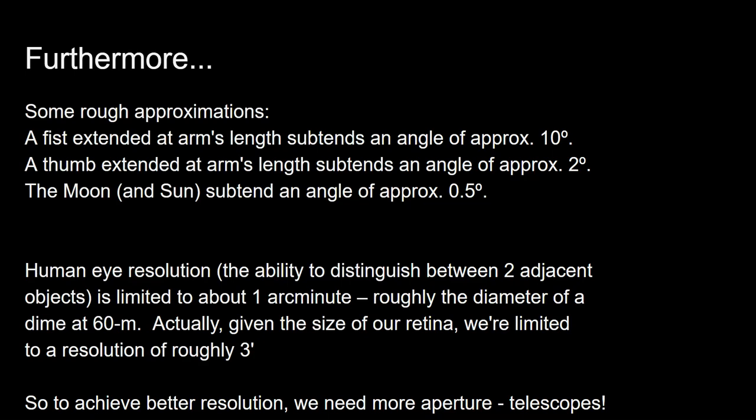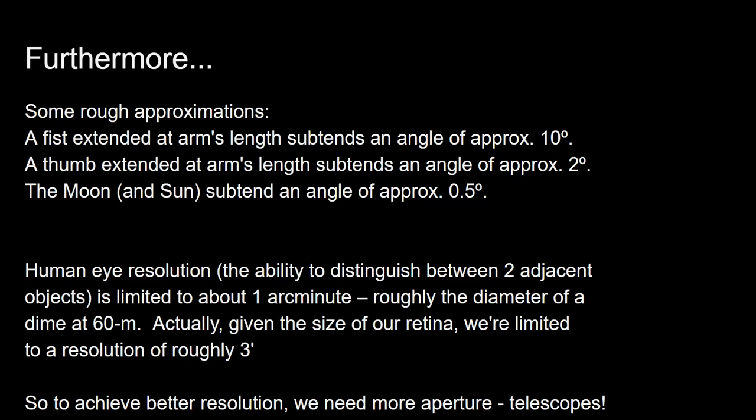Now, human eye resolution, which we would say is the ability to distinguish between two adjacent objects, is limited to about 1 arc minute. And in theory, that's roughly the diameter of a dime at 60 meters. If you can imagine standing right outside my classroom door and trying to see somebody down the hall, probably close to the theater, then that's about the best you're going to be able to see. If they're holding a dime, if you have really good eyes, you might be able to tell that that's something they're holding. But honestly, given the size of the retina, you're limited to something a little bit lower than that.